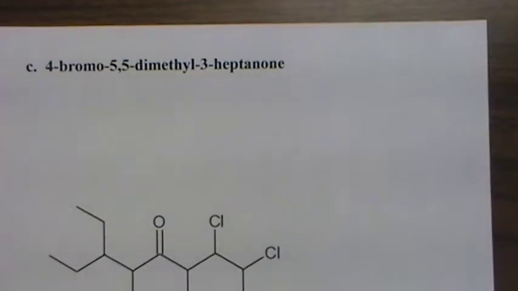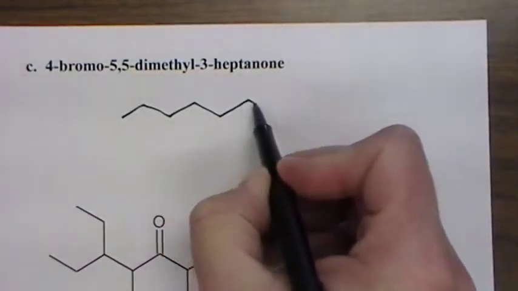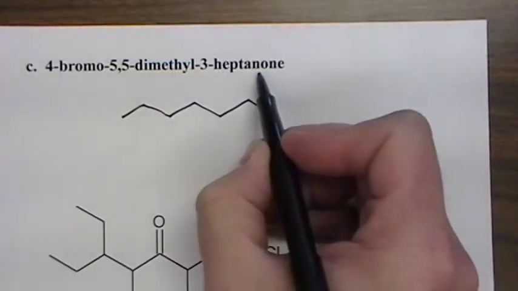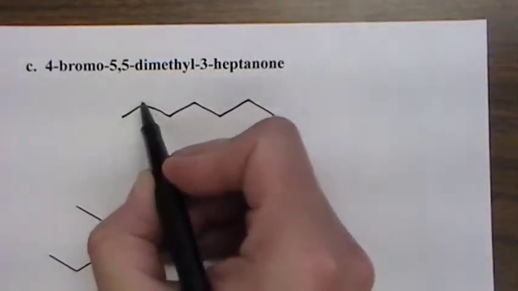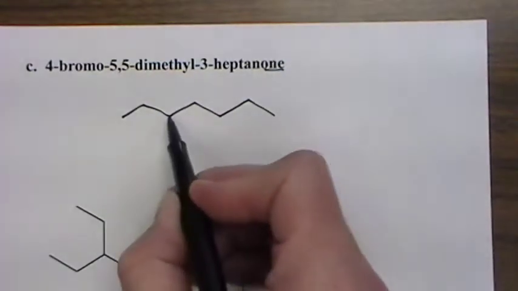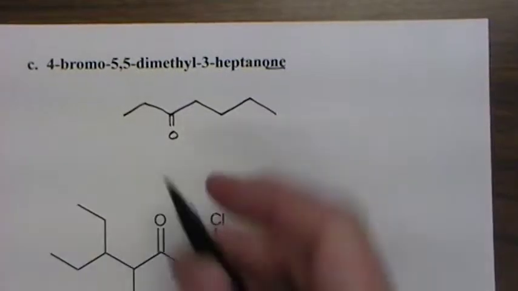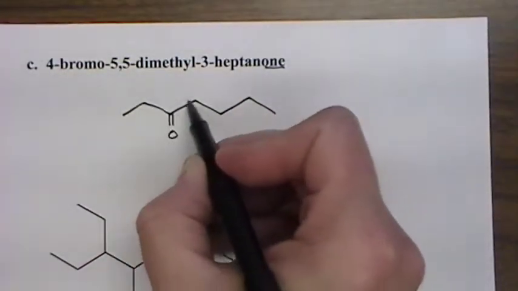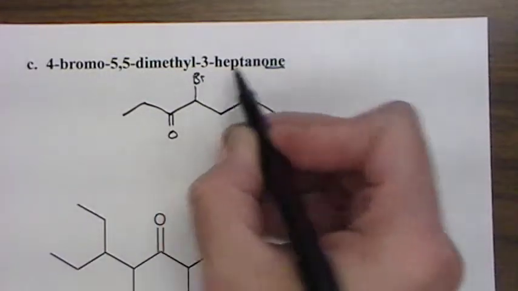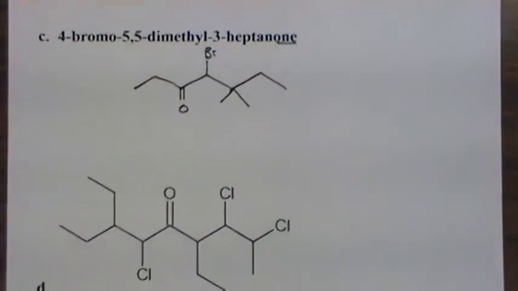Here we have heptanone. So 1, 2, 3, 4, 5, 6, 7. Hepta, so that's 7 carbons. This 3, 1, 2, 3, that "one" indicates that it is a ketone. And then once we've numbered that, everything else falls into place. So 1, 2, 3, 4-bromo, 5,5-dimethyl, and we're done.